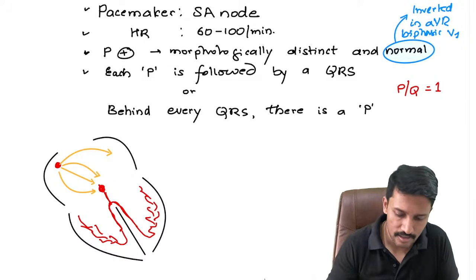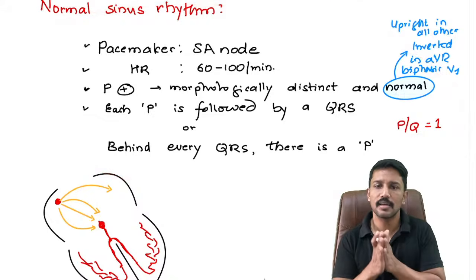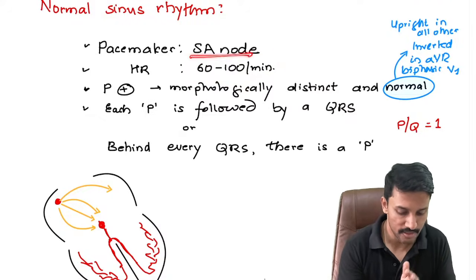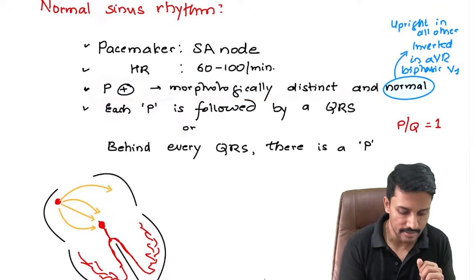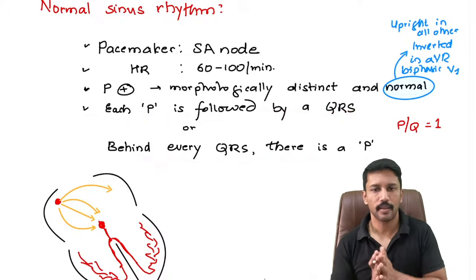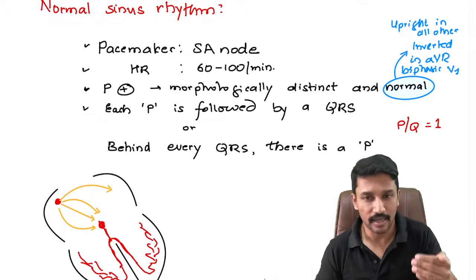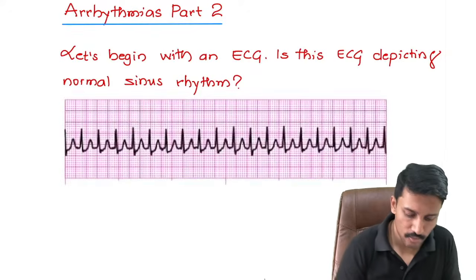So when all these criteria are met, then we will call it normal sinus rhythm. Rate should be 60 to 100. Pacemaker should be the SA node, which gives rise to classical normal looking P waves. And each P is followed by a QRS, or behind every QRS, there is a P. If these parameters are not met, then I will not call it normal sinus rhythm. Okay, so with that backdrop, let's go back to the ECGs.